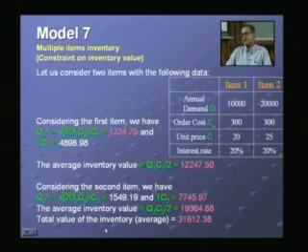Now, let us look at a different kind of multiple item model. We look at the same problem here with the same economic order quantities: 1224.75, 4898.98. Average inventory value. When we order 1224.75, the maximum inventory in the system is 1224.75. The average inventory is Q by 2.